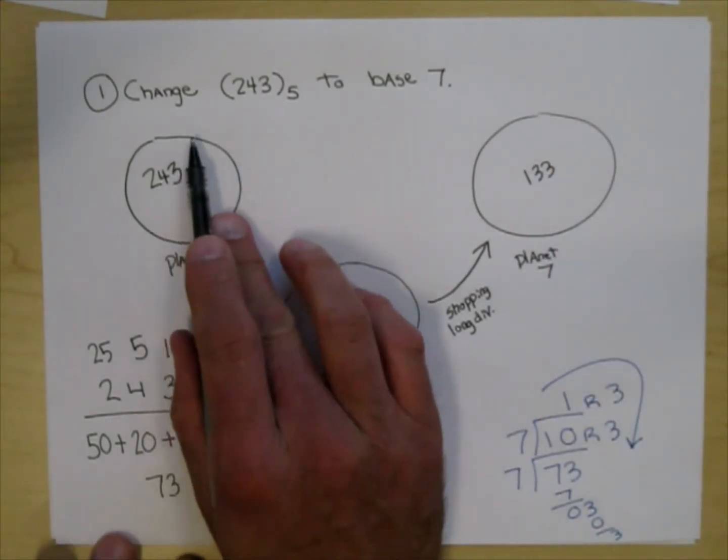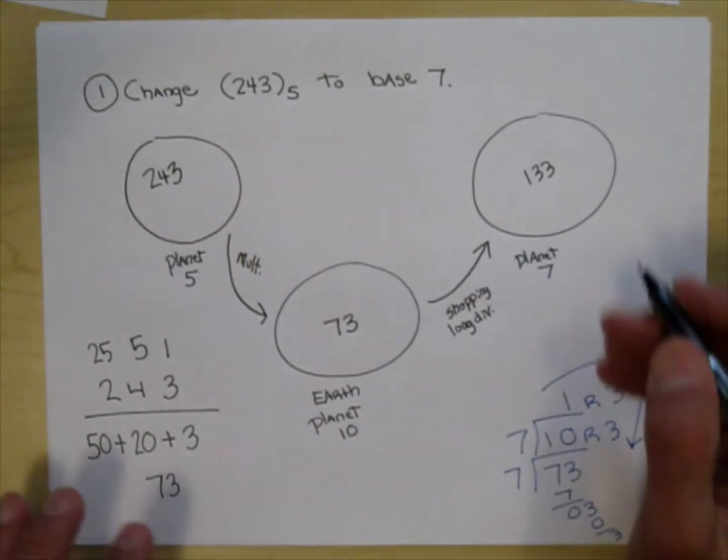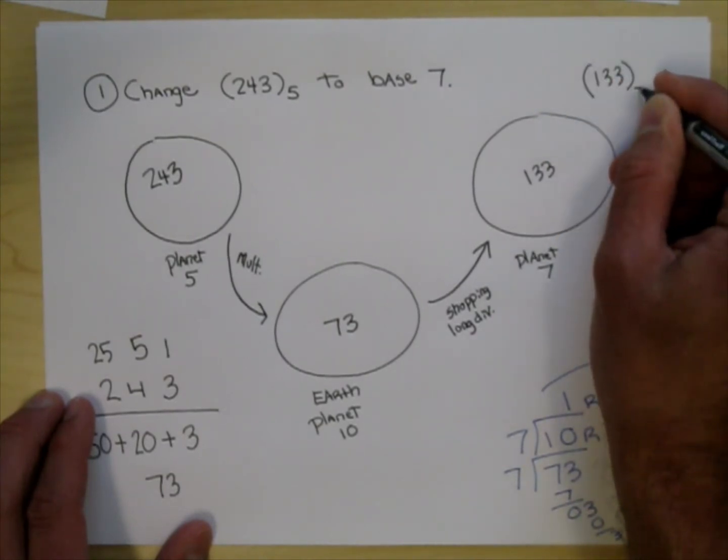So when you see problems like this at the end of your homework, these are 2 problems in 1. And so our official answer should say 133 base 7.